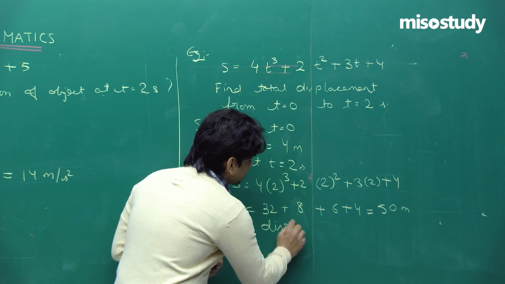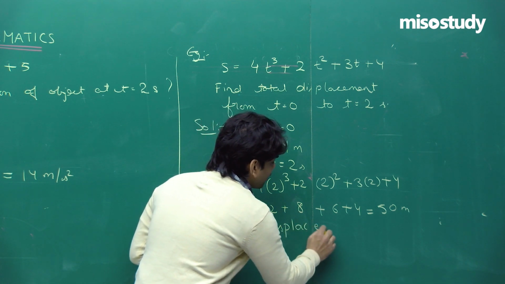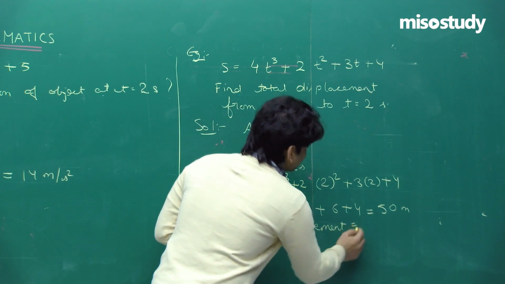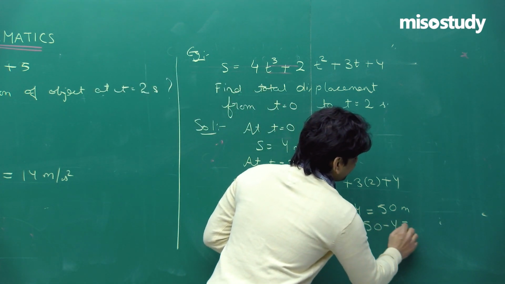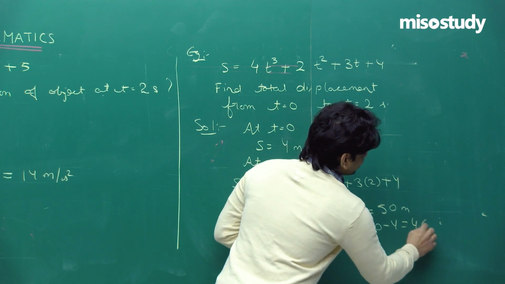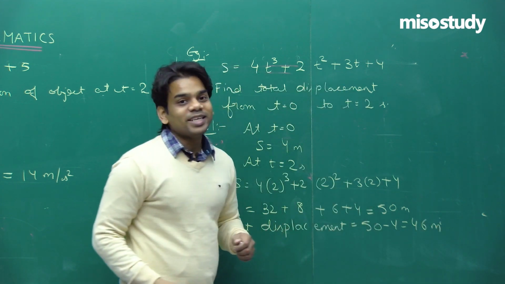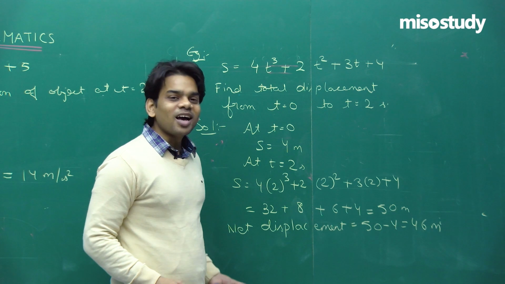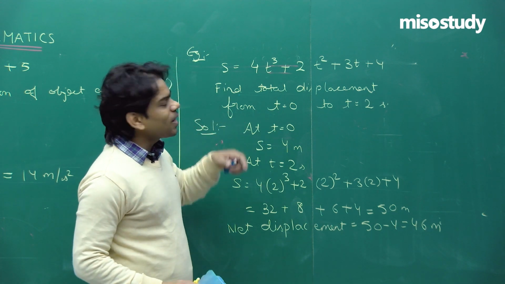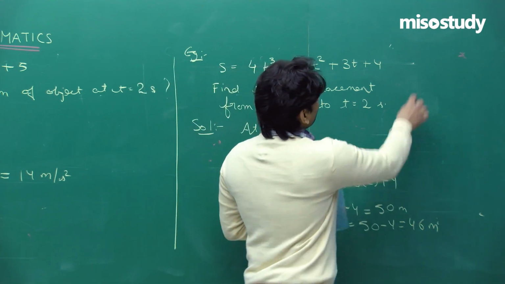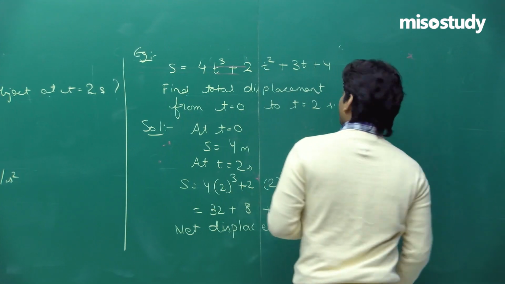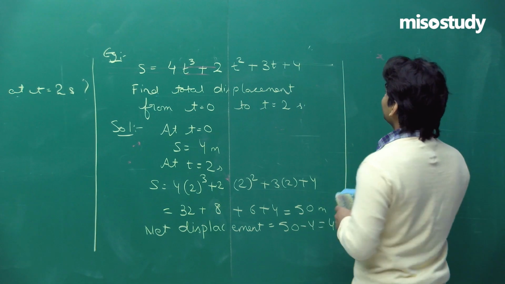Net displacement will come out to be equal to 50 minus 4, that is 46 meter. This is the value of net displacement. Now, let's come to the next part of the question. Suppose the second part is also to find, I believe that it is visible simultaneously as I write here.